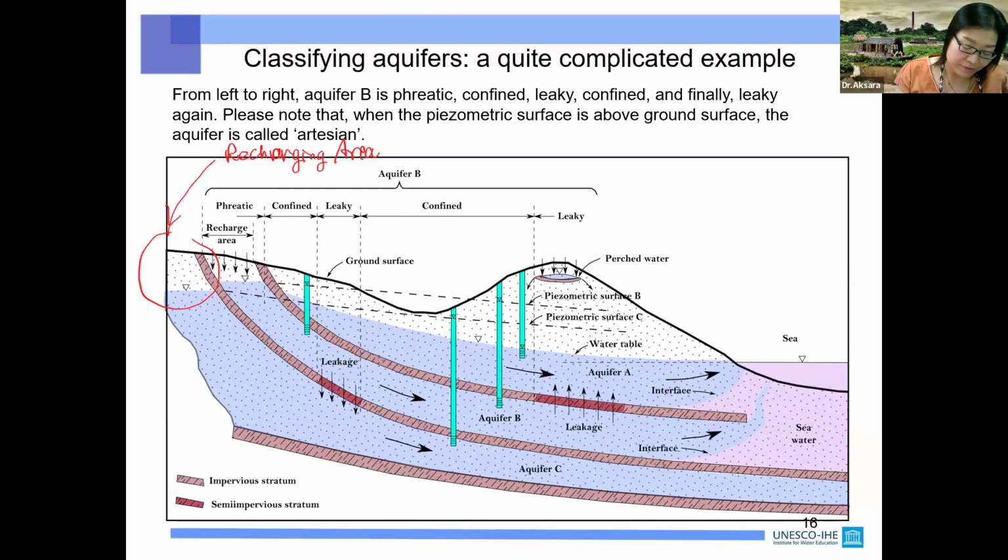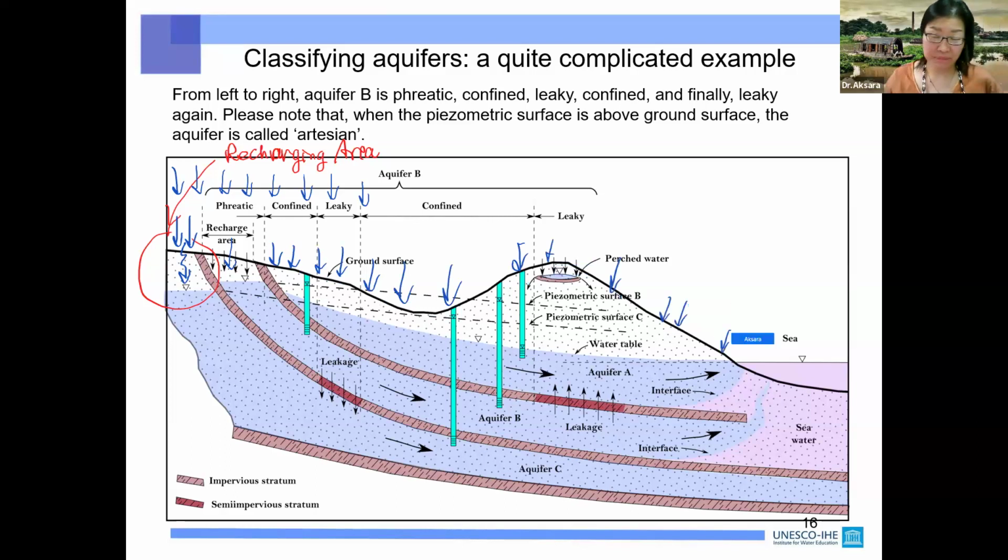So when you say this is the recharging area, it means that when you have rainfall, the rain is going to fall in every place. The rainfall that falls into this recharging area is going to infiltrate directly into aquifer C. Also, if it goes directly in this area, it goes into aquifer B. But for aquifer A, the rainfall that gets into this area can be refilled directly into aquifer A because it's an unconfined aquifer. So you see what I'm saying.